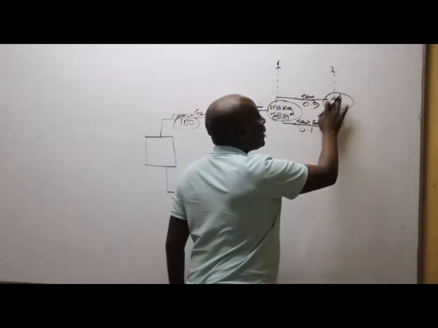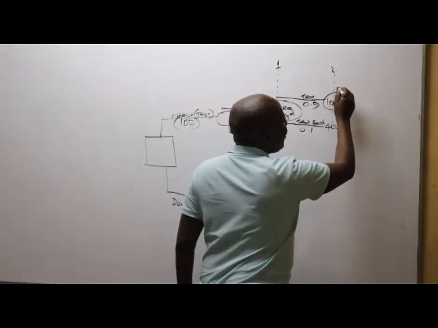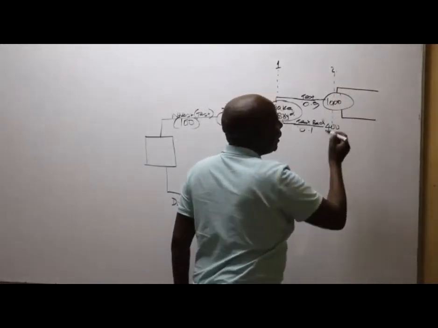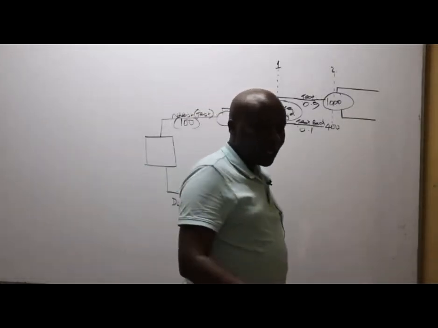So I'm capturing this in a circle. Why? Because of the ensuing events. There are 2 events which will ensue there, which are probabilistic.